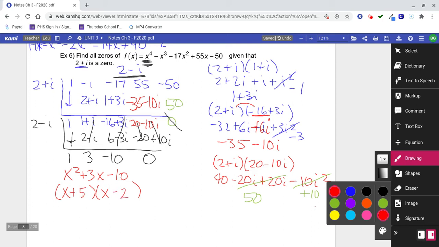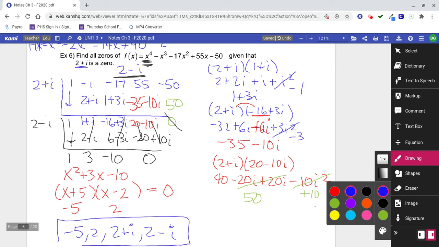Okay. So I've got my zeros. We need to find the zeros. Those are the factors, but you're going to have zeros of negative 5 and positive 2 there. So make sure you answer the question. Find all the zeros. All the zeros are negative 5 and 2 plus i and 2 minus i. 4 solutions, 2 of them real.